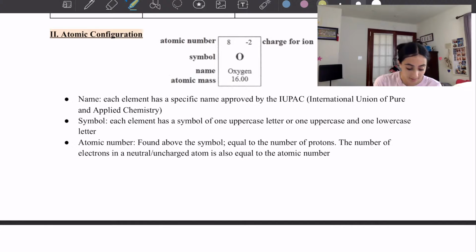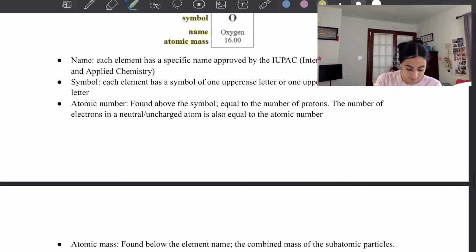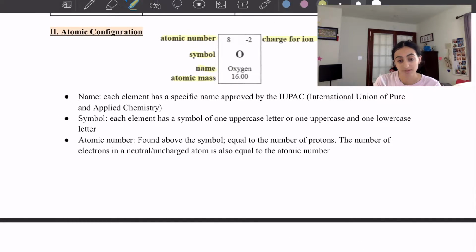So in the little box on the periodic table, each element has an atomic number, a symbol, a name, an atomic mass, and a charge for the ion. We are going to go through all of those except for the charge for the ion, which we'll talk about later. So the name is just what the element is called, and that name is approved by IUPAC, which is an institution of chemistry.